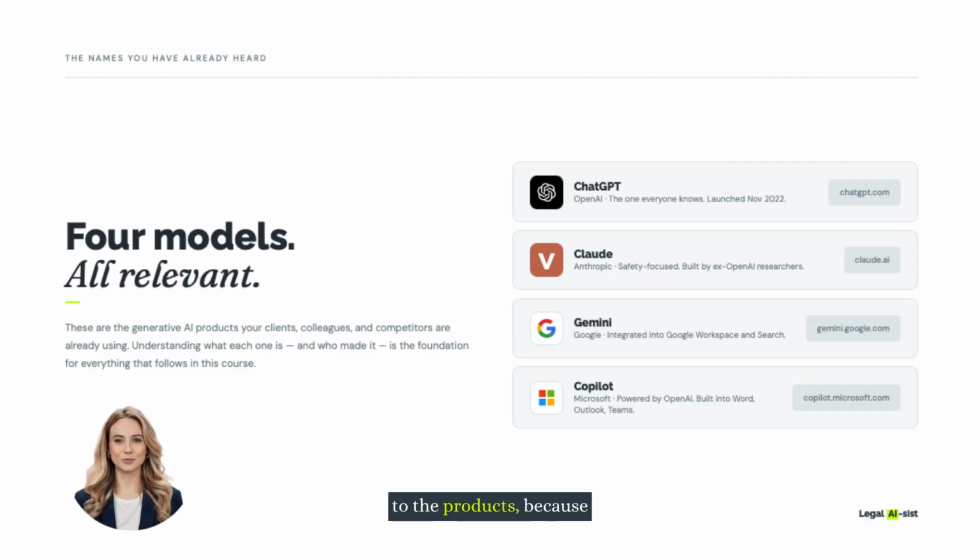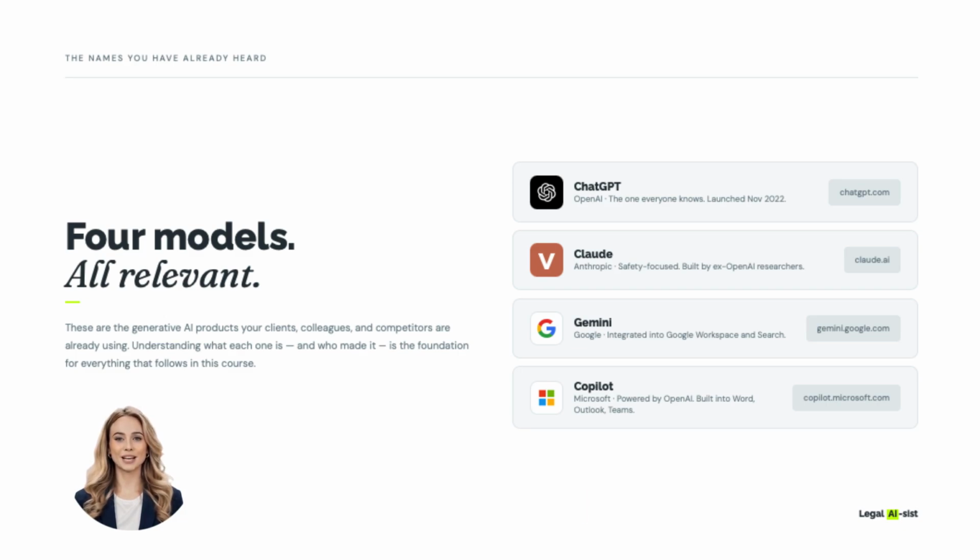Let me put names to the products, because as lawyers, these are the ones you will encounter. Firstly, there is ChatGPT, made by OpenAI. This is the one that launched in November 2022 and made AI a household conversation, the most widely used generative AI product in the world. Second is Claude, made by Anthropic, built by researchers who left OpenAI. Anthropic's focus is AI safety alongside capability. Claude is particularly strong at long-form analysis and nuanced reasoning, relevant for legal work.